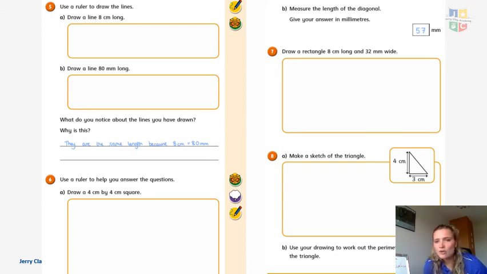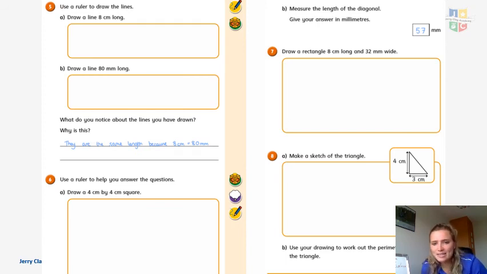Number 7, you're drawing a rectangle 8 centimetres long, so along the top 8 centimetres, and then 32 millimetres wide, so 32 millimetres going down. Now if you need to convert these into millimetres or into centimetres and millimetres, that's fine. And then you should have 8 going along the top, 32 millimetres going down the side, 8 centimetres on the bottom, and 32 millimetres going up the other side.